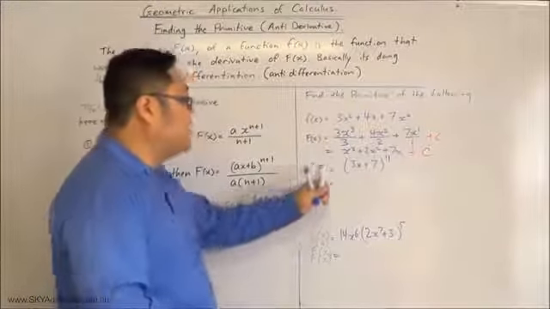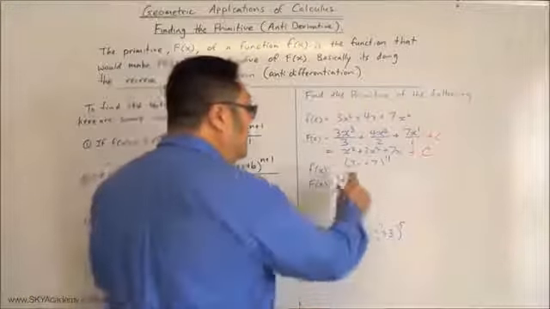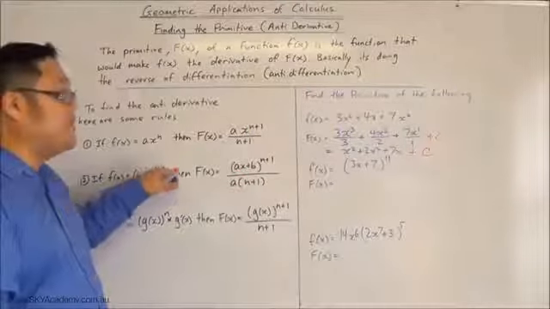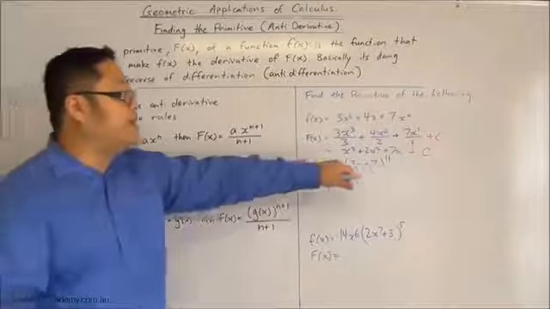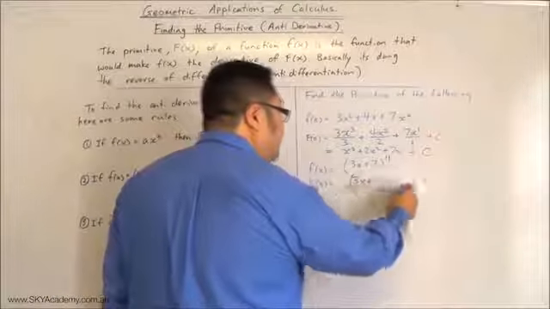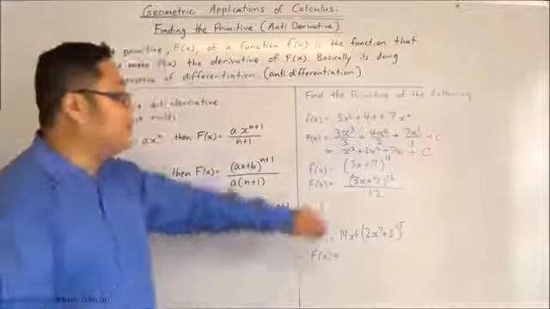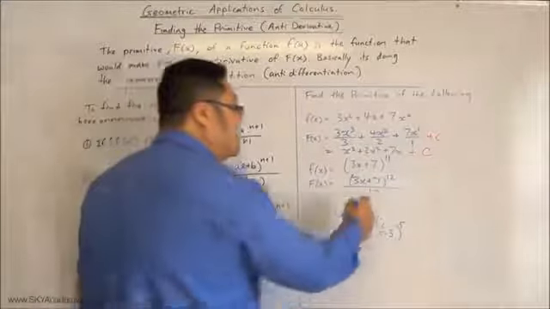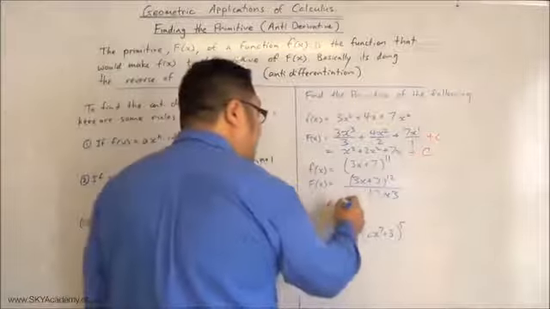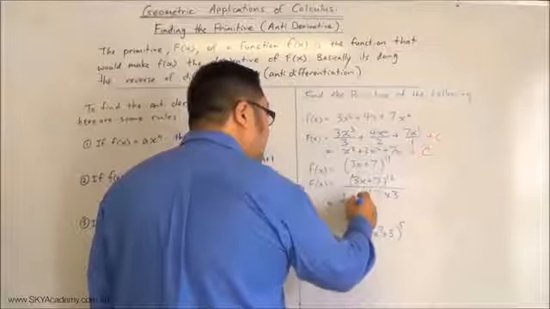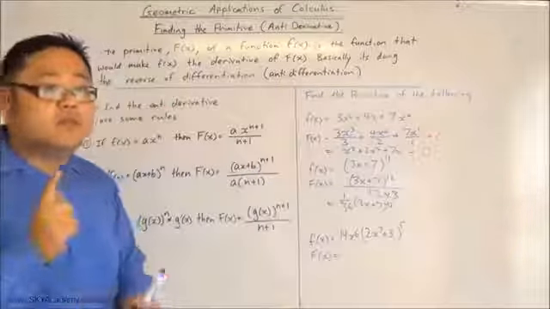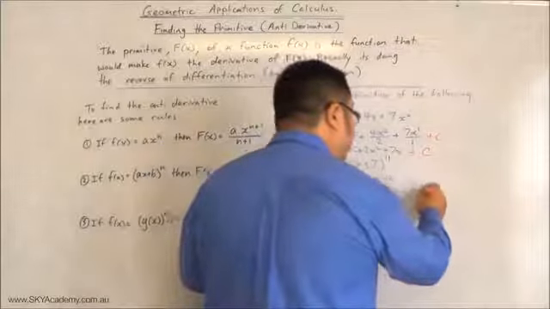Let's do the next example. In this example, this is a binomial, so it takes on the form of ax plus b to the power of n. In this situation, you raise the binomial by 1, so 3x plus 7 to the power of 12, and you divide by 12, but you also divide by your a term, which is 3. So your answer would be 1 over 36, 3x plus 7 to the power of 12, and of course, we do not want to forget to add a c on the end.